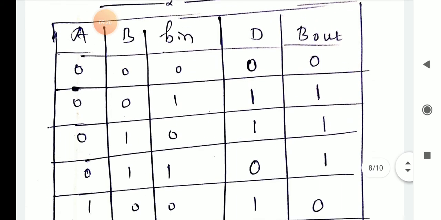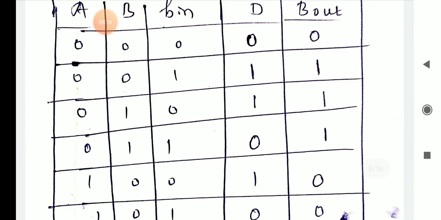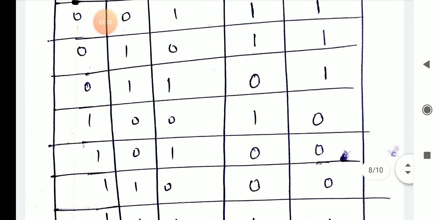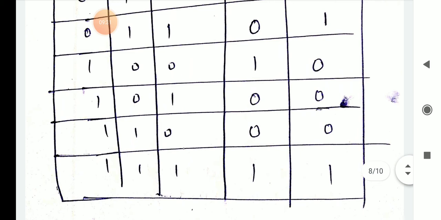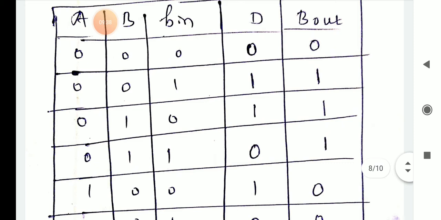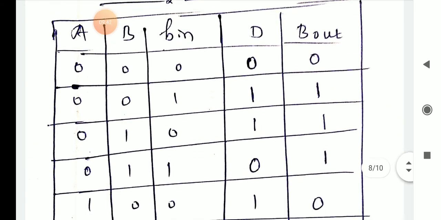So write the 8 combinations, 2 raised to 3, that is 8 combinations: 000, 001, 010, 011, 100, 101, 110, 111. So that is the combinations you can write by using 2 raised to 3, 8 combinations. Okay, so 3 inputs are there, 2 outputs are there, difference and borrow are the 2 outputs.